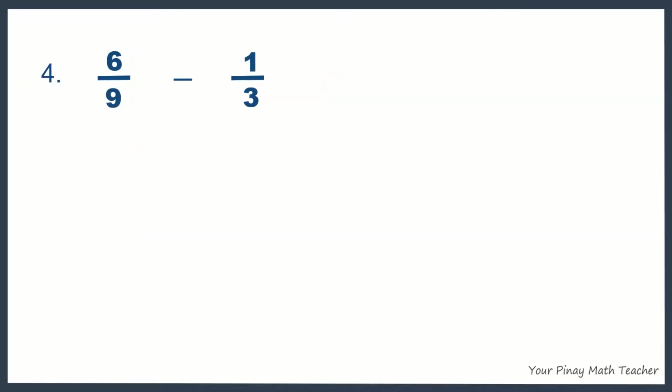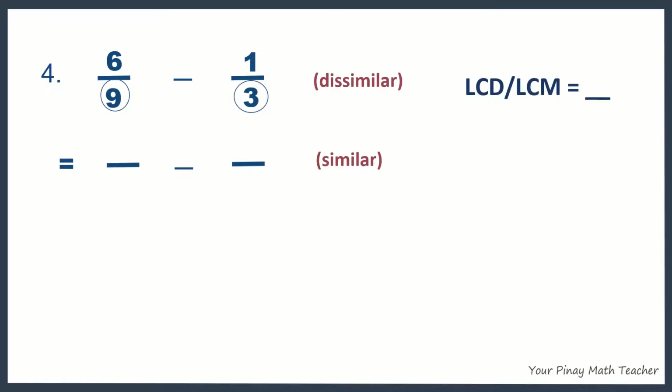Number 4: 6/9 minus 1/3. Since these fractions are dissimilar, we have to make them similar by finding the LCD or LCM of 9 and 3.